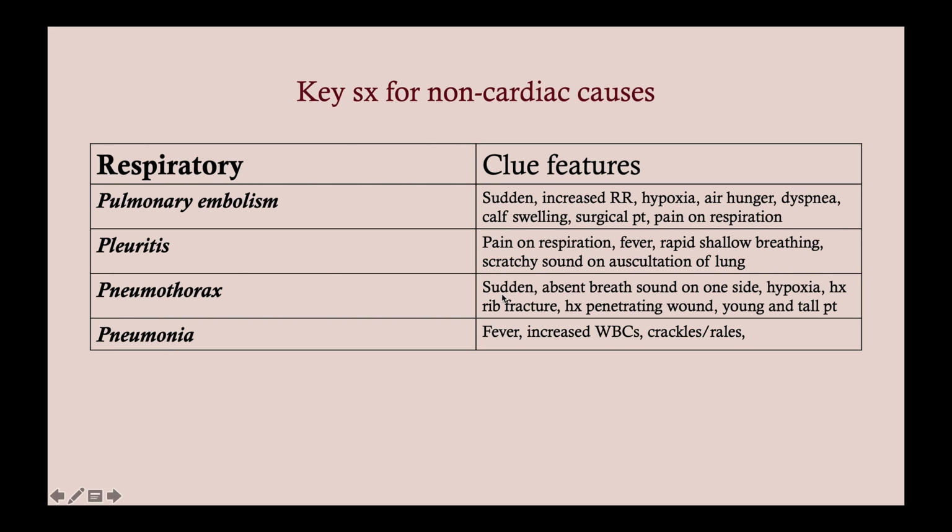Pneumothorax is also going to usually be sudden, but what you'll get very characteristically is an absent breath sound on one side. So you'll be able to hear breath sounds on one side but not on the other. They may be slightly hypoxic. A lot of times there'll be a history of a rib fracture or a penetrating wound that would cause the pneumothorax, or it may be a spontaneous pneumothorax. In that case, look for young and tall patients who are at increased risk for spontaneous pneumothorax. Pneumonia, obviously, fever, increased white blood cells, crackles and rales on auscultation.